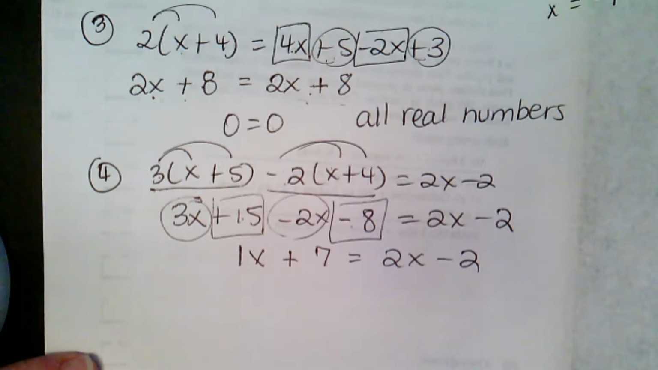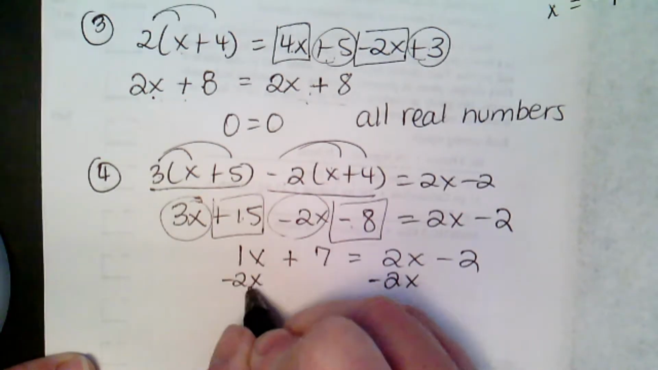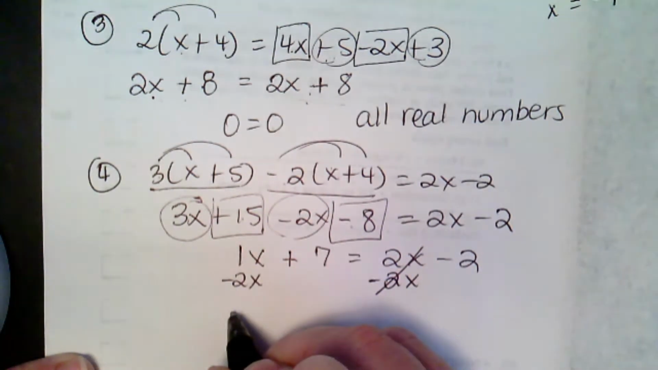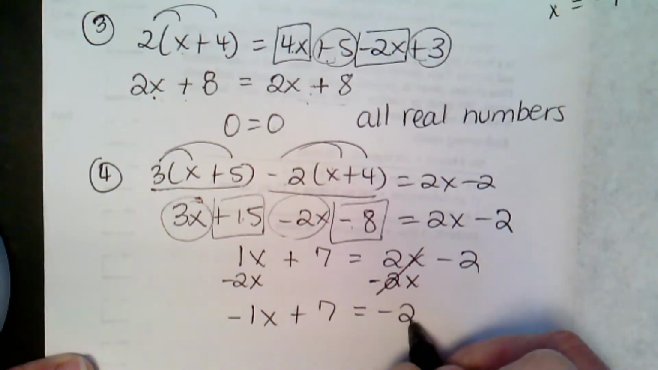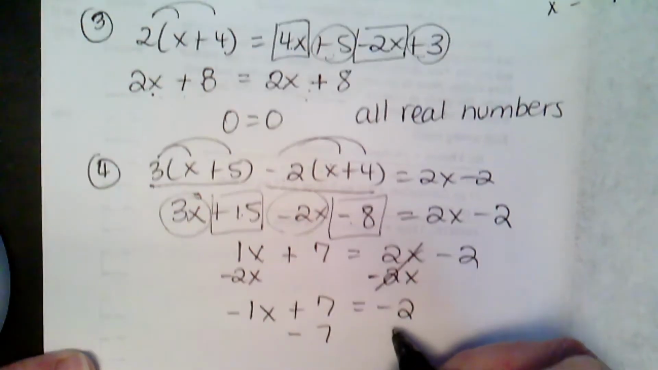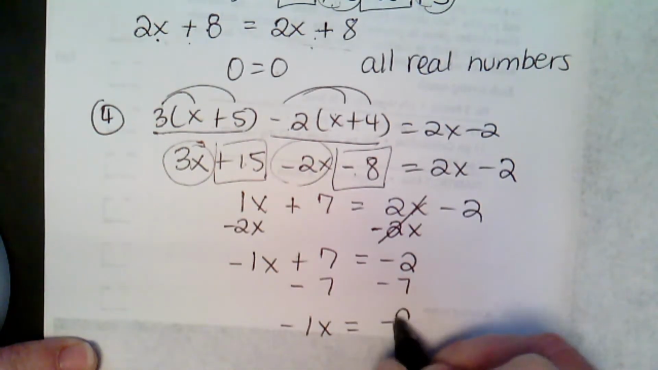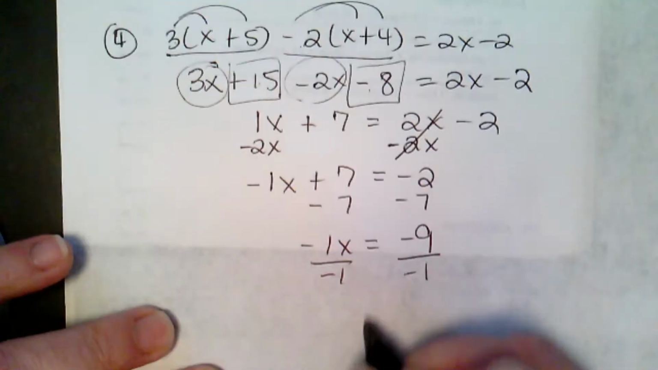I have x's on both sides. I'm going to choose my right side to take them off of. That's gone. 1 take away 2 is negative 1. Minus 7 from both sides. Divide both sides by negative 1.